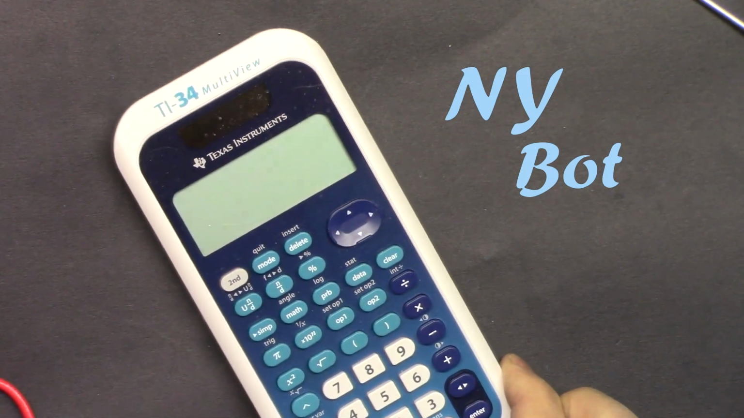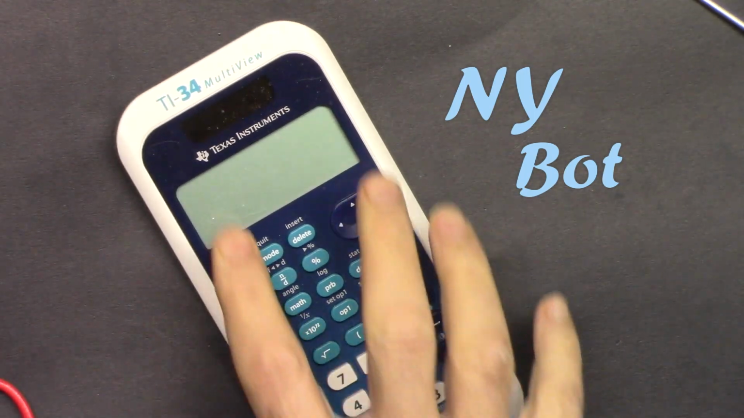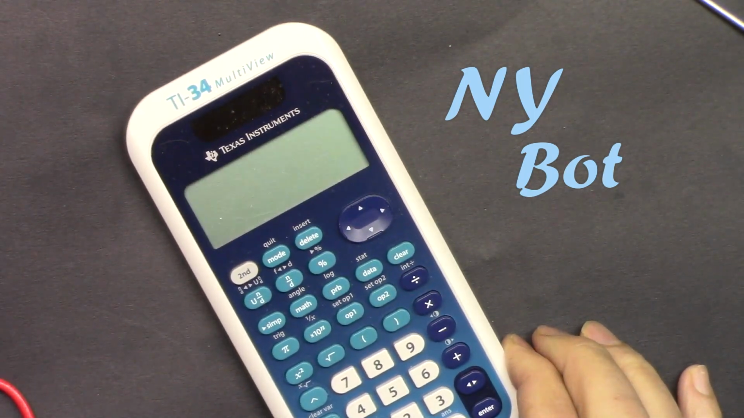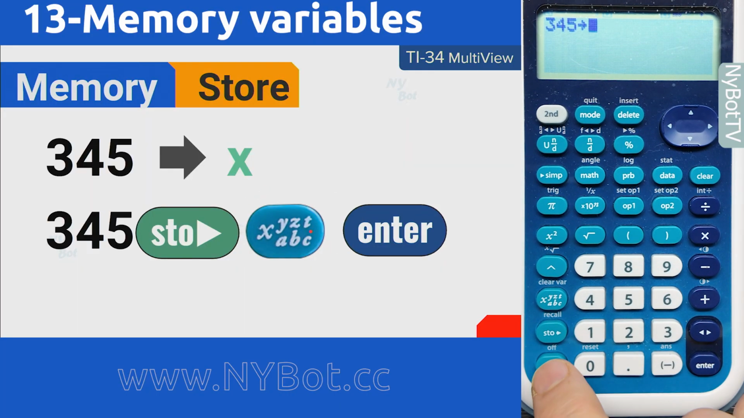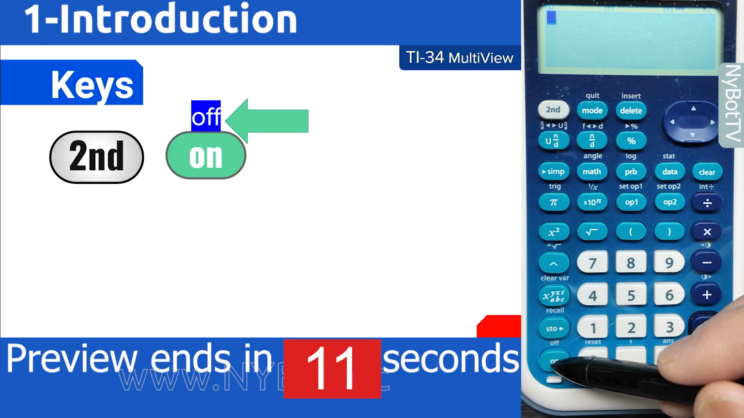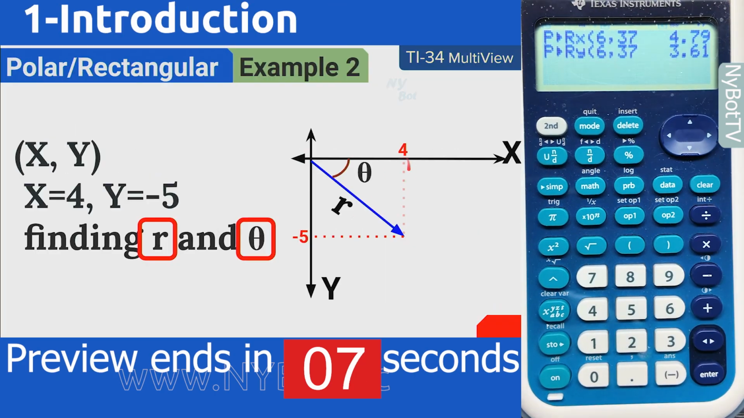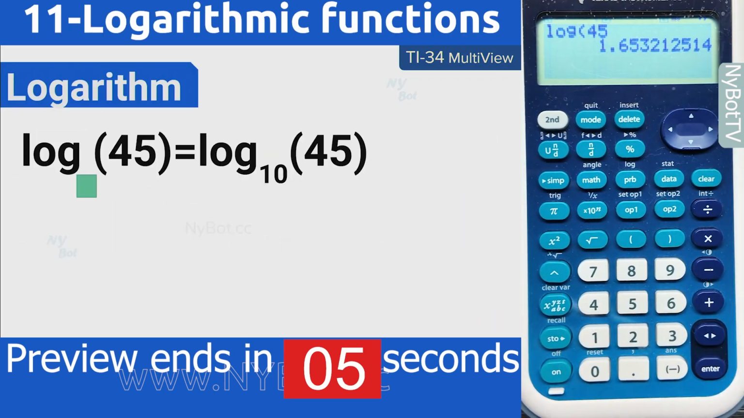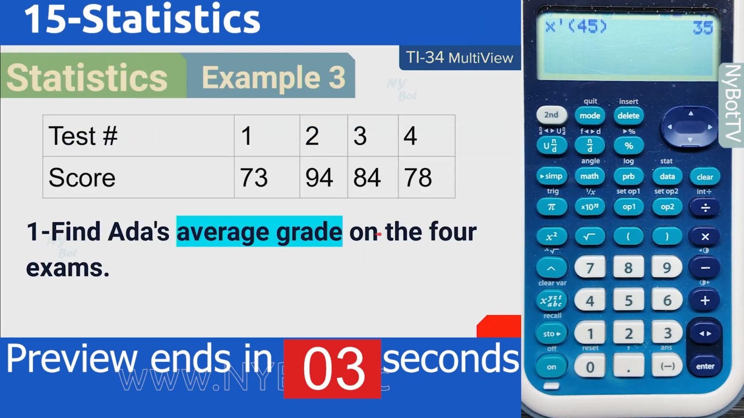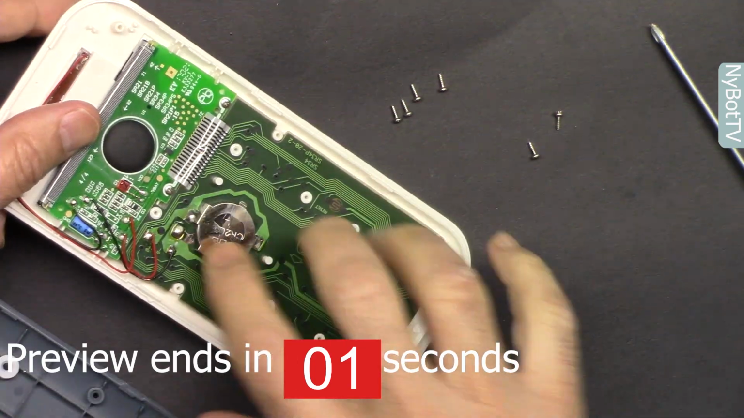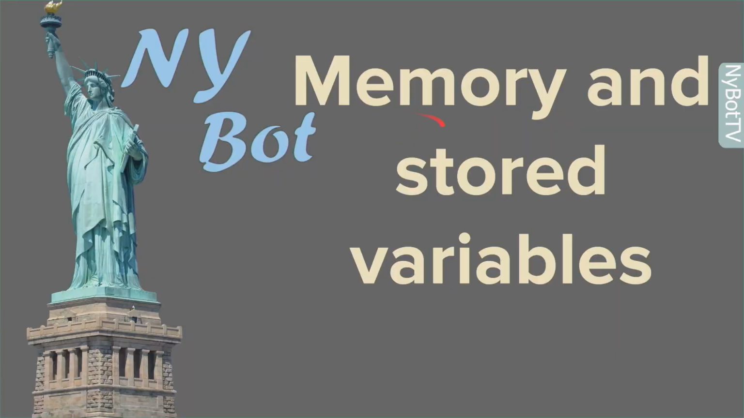In this video we are going to use the TI-34 Scientific Calculator to use memory and variables of this calculator. This video is part of a full video manual for this calculator. The link to watch that video is below this video in the description. Now let's have a look at the memory and stored variables.